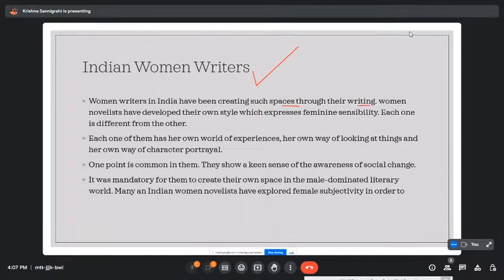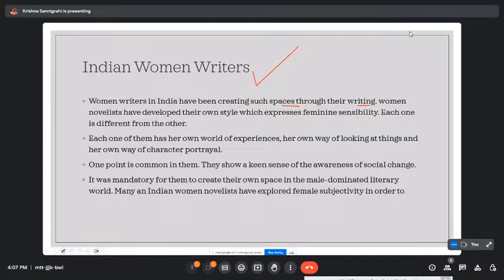Because whenever we are writing, we get an opportunity of making our voice felt. We get an opportunity to put across our ideas and create our own identity before others. So women novelists have developed their own style which expresses feminine sensibility. So that is the main difference or the main focus of any kind of writing by Indian women writers. Each one is different from the other.